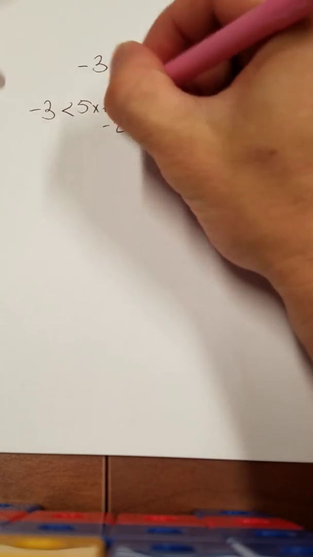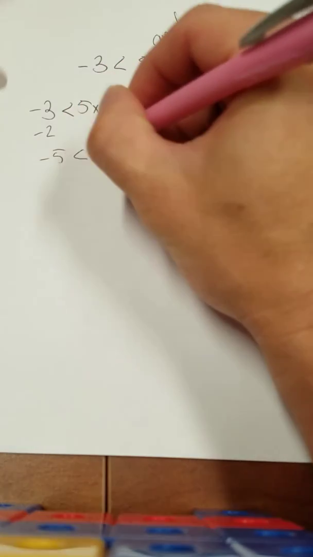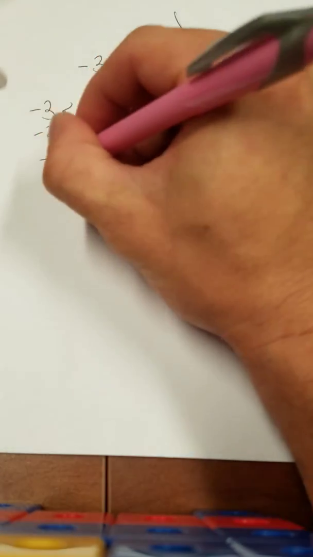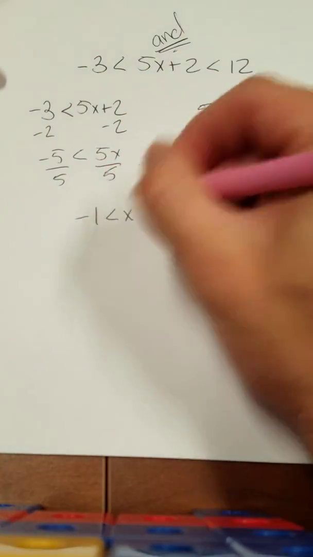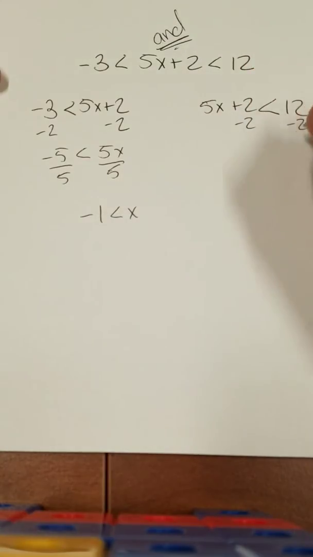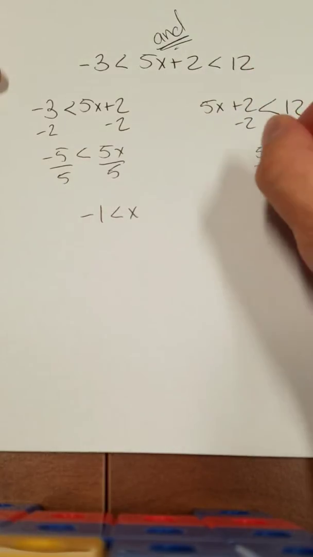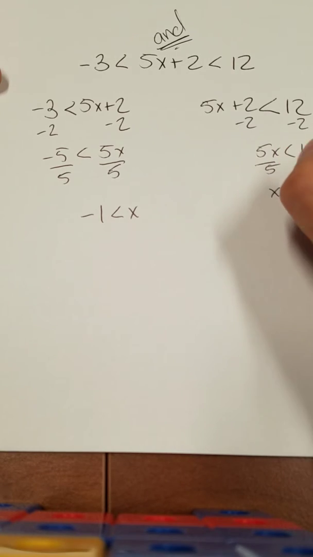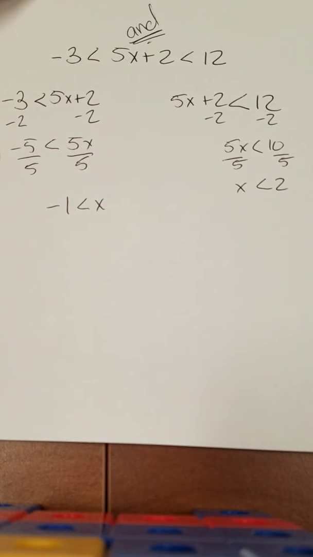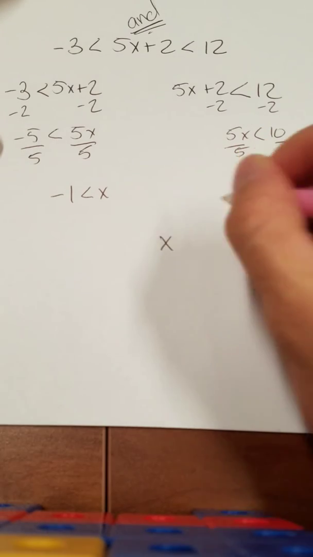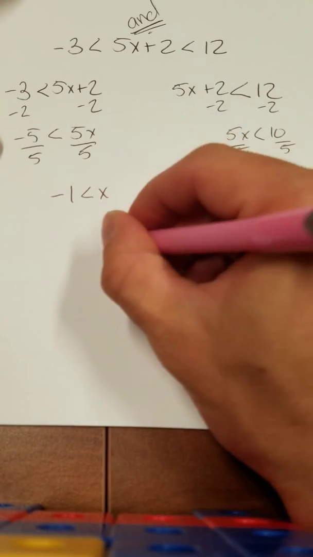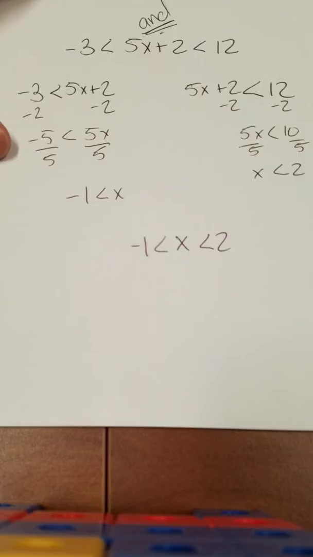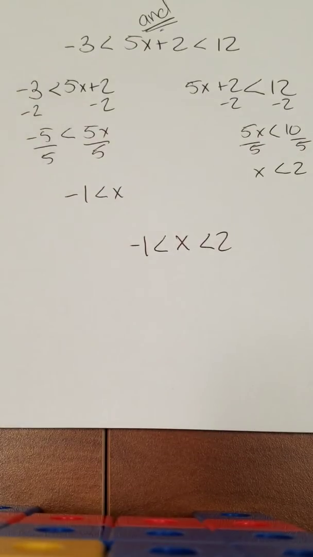All right, so you should have subtracted 2. Divide by 5. So -1 less than x. Over here, subtract 2. X less than 2. And now we're going to smash it back together, okay? So we put one x in the middle, and then we just sandwich it between our two answers. So that's the way that we do compound inequalities. Split them into two separate problems and then solve.